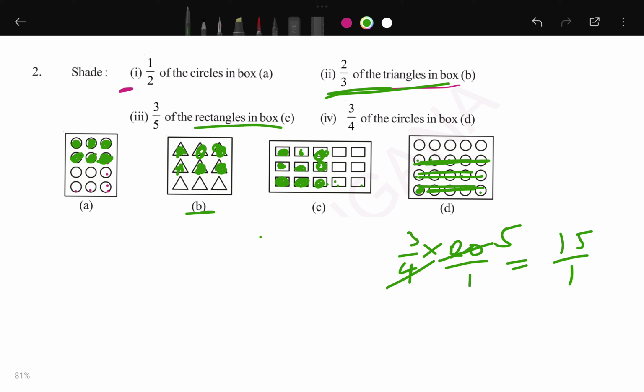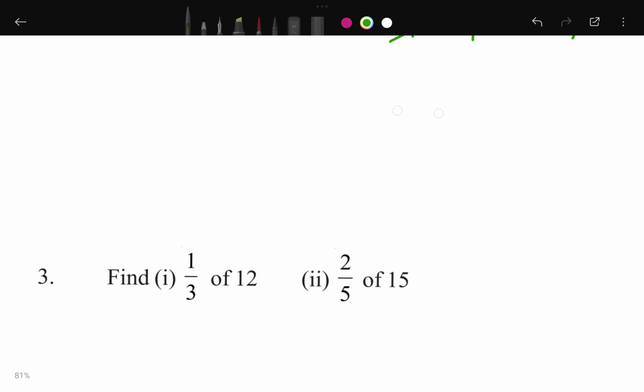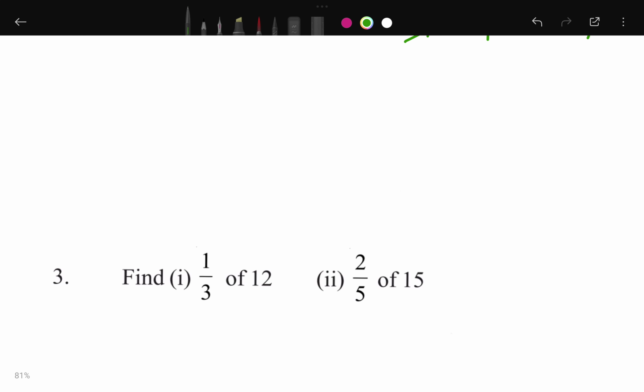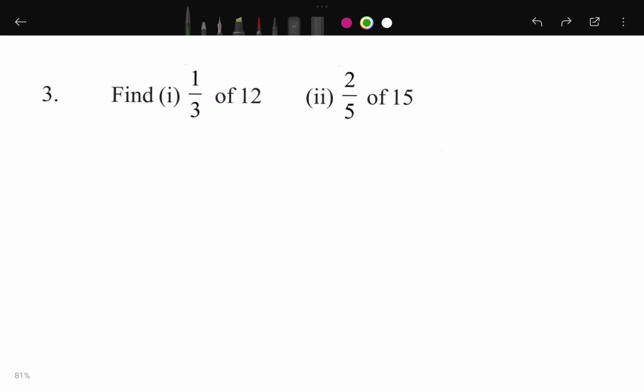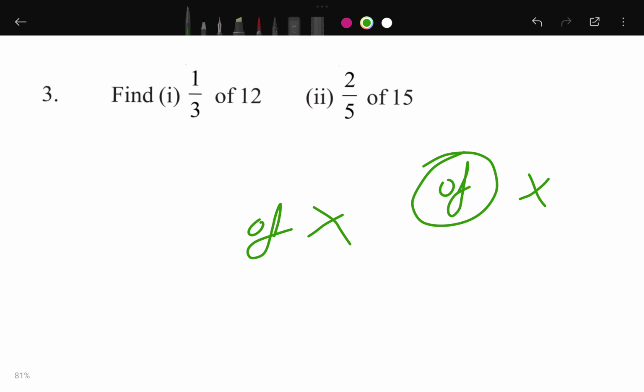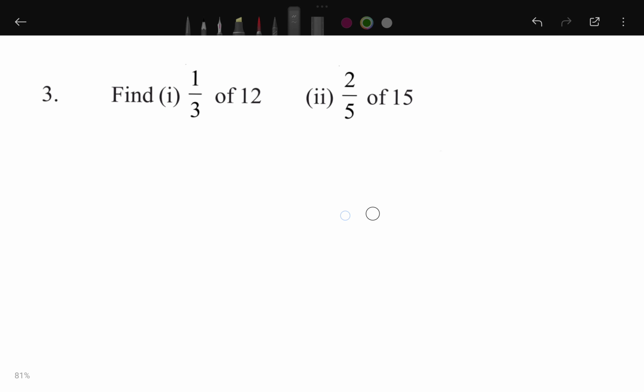Simply, whatever that is telling, count the boxes, how many boxes are there, then multiply by that. Otherwise, where it is dividing, divide, then just color that. Okay, right. So the next question is find 1 by 3 of the 12. Okay, so now we have to find. Of means multiplication only. Remember, when it's written of, it means multiply only. Okay, so let's do this one also.